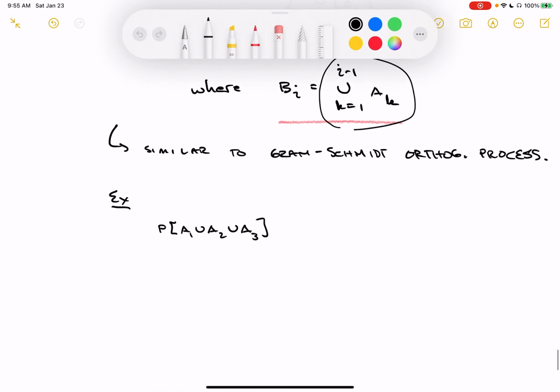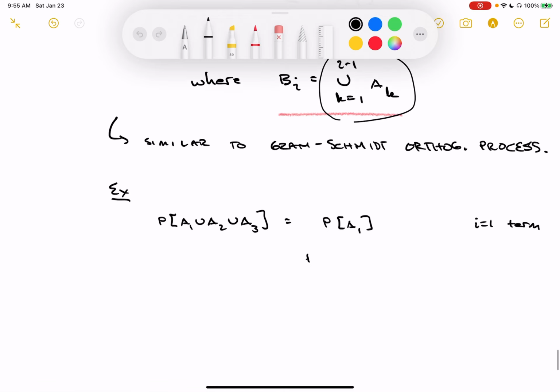Okay, so I'm just going to write this out. Let me write out the terms. We'll draw the diagram afterwards to make some sense. So I'm going to get probability of A1. That's the i equaling 1 term above. And then I'm adding to that the probability of A2, and I'm going to subtract off probability of A2 intersect B1, which only had one term, which was A1. This is my i equaling 2 term.